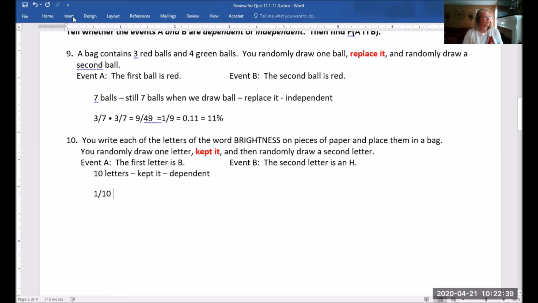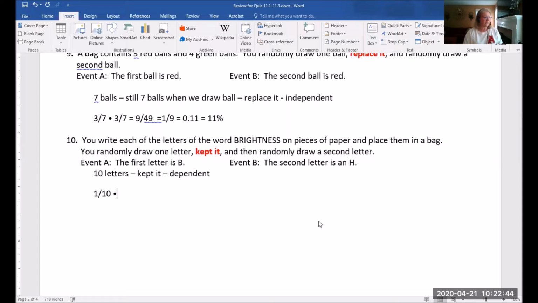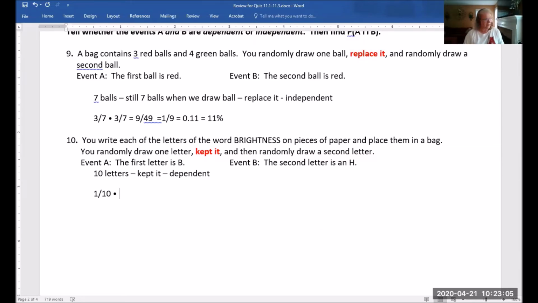So we're going to do that again. I'm going to go up here and insert my multiplication symbol. Then we need to talk about the second letter, which is an H. How many H's are there in the word brightness? 1. Okay, but we kept the B. So how many letters are there left in the bag? 9. So yes, this is going to be 1. So this time we're going to multiply it by 1 over 9. So once again, we're multiplying across the top. That's going to be 1 times 1, which we know is 1. And then what is 10 times 9? That's 90, right?